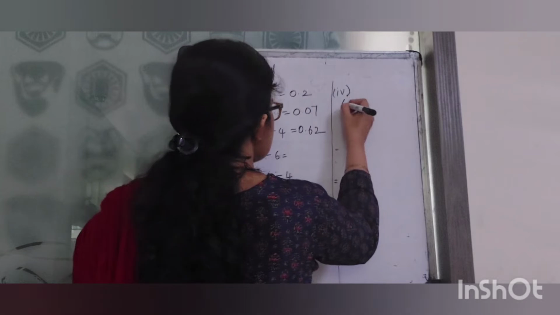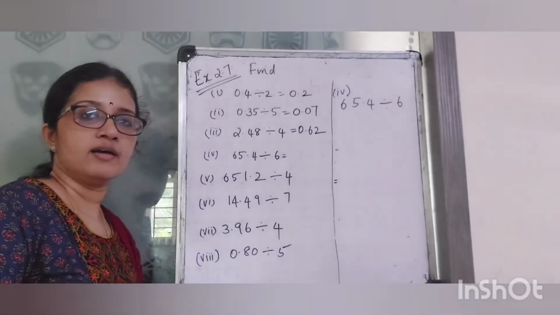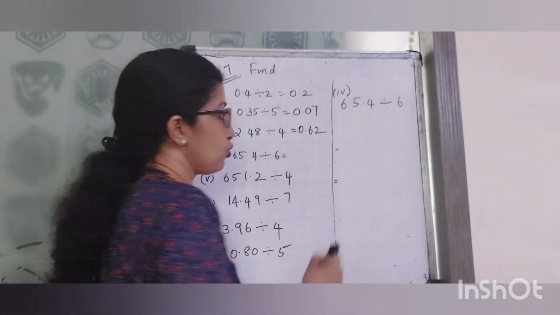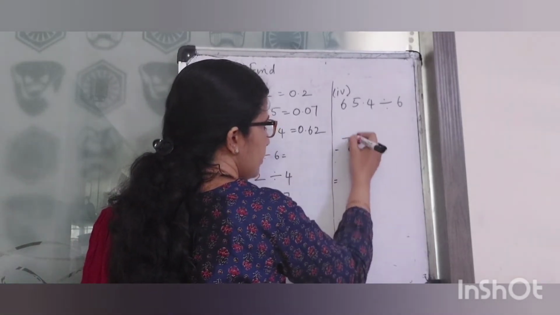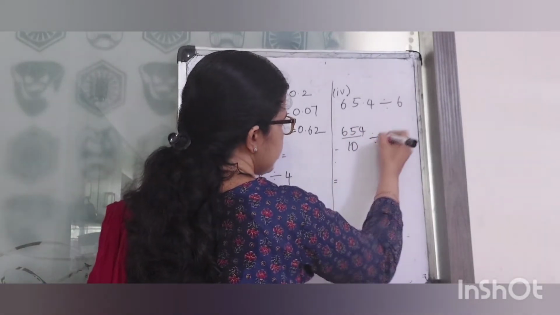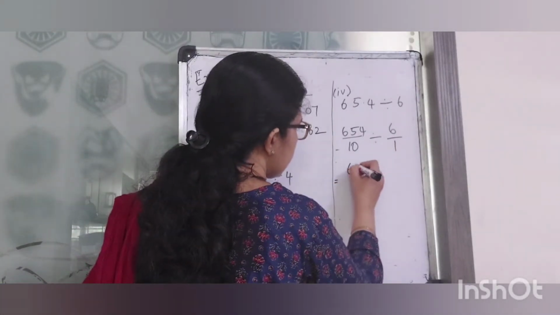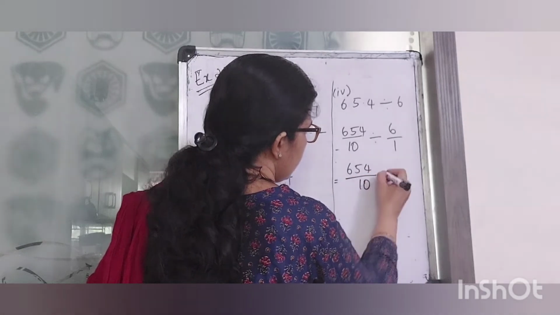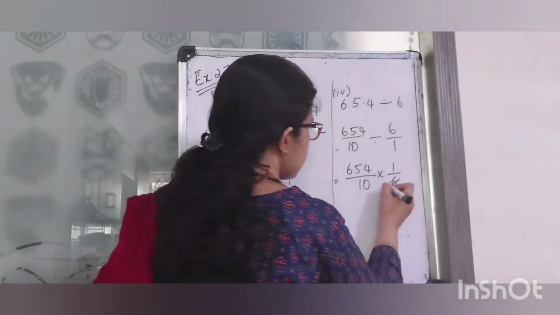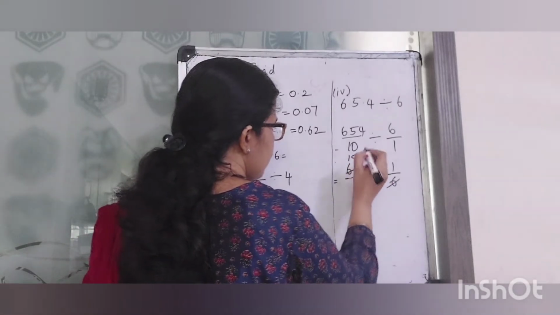Fourth problem, 65.4 divided by 6. Now how can you convert it into a fraction? There is one digit after the decimal place, so you have to divide by what? 10. So 654 by 10 divided by 6, which can be written as 6 by 1. Now this will become 654 by 10 into 1 by 6, correct? Now this 6 and this 654 will get cancelled.